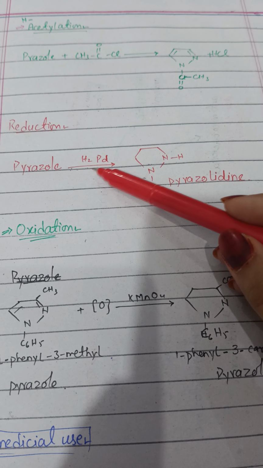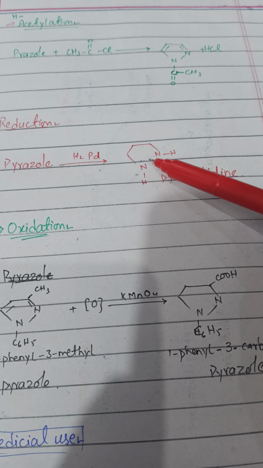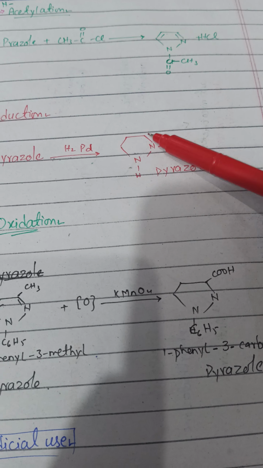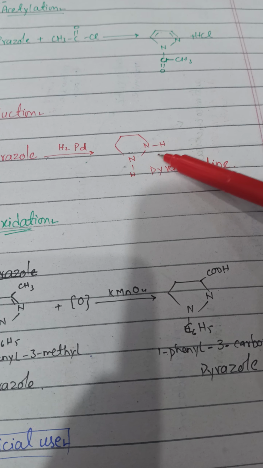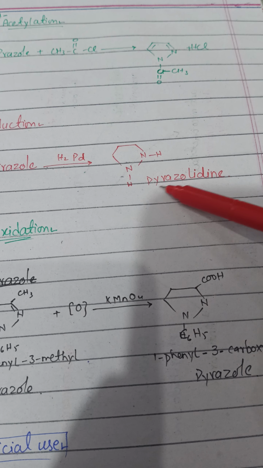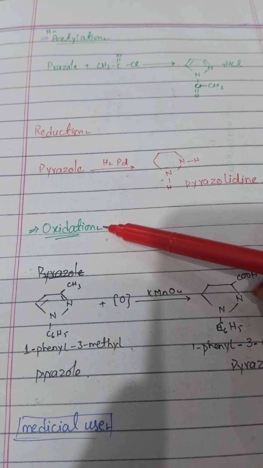Pyrazole in the presence of H2 and platinum forms pyrazolidine, because its double bond vanishes, and a hydrogen atom is attached to nitrogen number 2. So this structure is named pyrazoline. Now we discuss the oxidation.